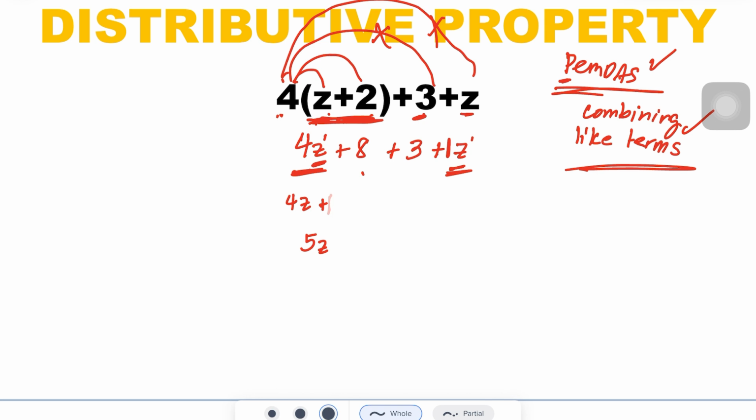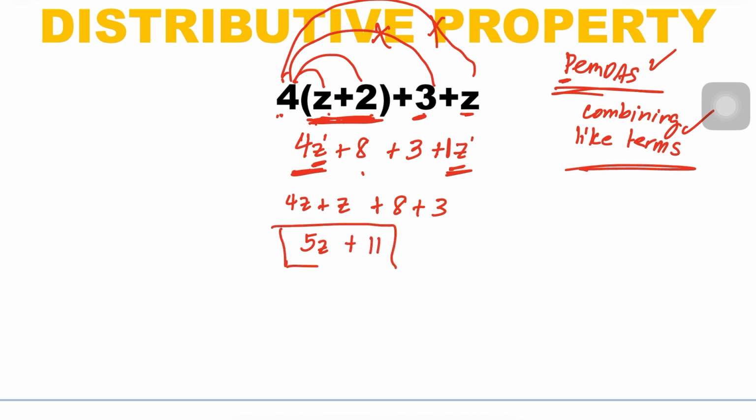If I erase this one and rewrite it. So 4z plus z, 5z. Okay, plus 8 plus 3. So 8 plus 3 is simple. 8 plus 3, 11. So that's your final answer, guys. Is that clear? Okay, so we can only distribute the terms inside the parenthesis. Okay, not this one, not these ones. I hope that's clear.